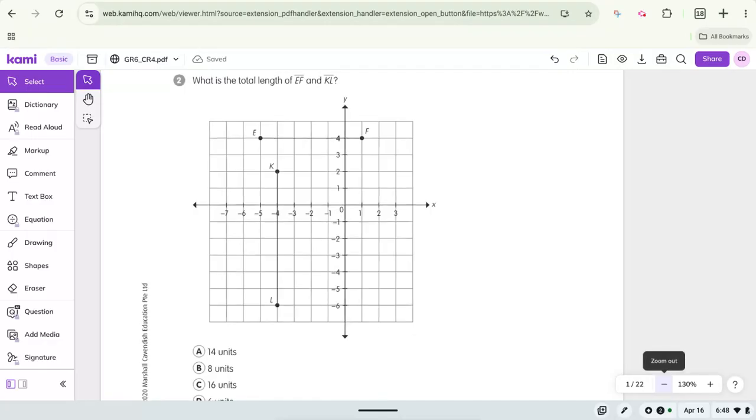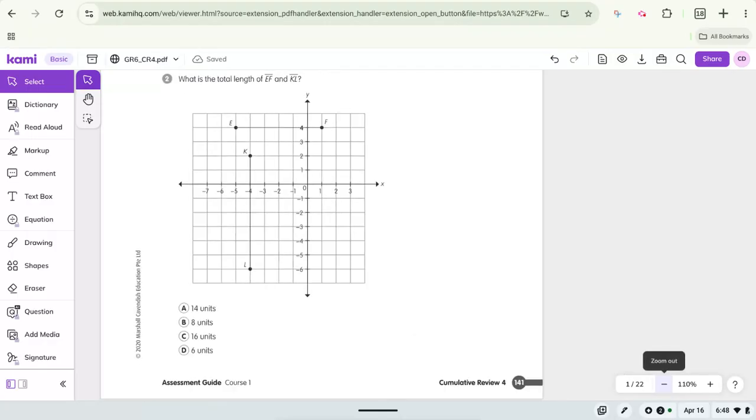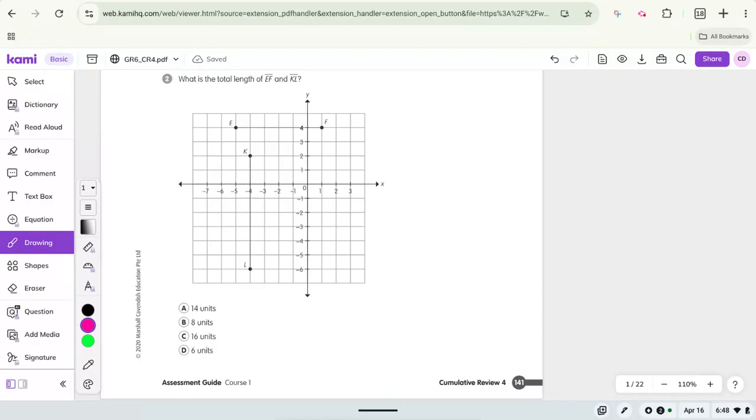So it says, what is the total length of segment EF and segment KL? So if you look at EF, you're going to count how many units from E to F. So if I just trace from point E, it's going to be 1, 2, 3, 4, 5, 6 units. So from E to F is 6 units.